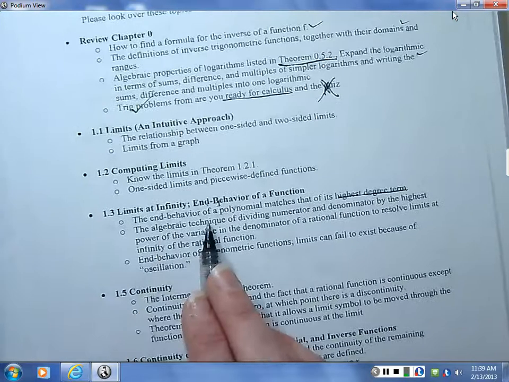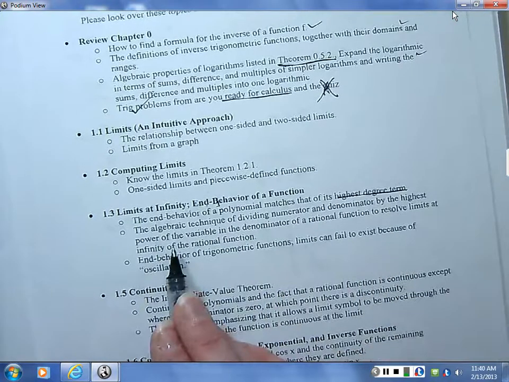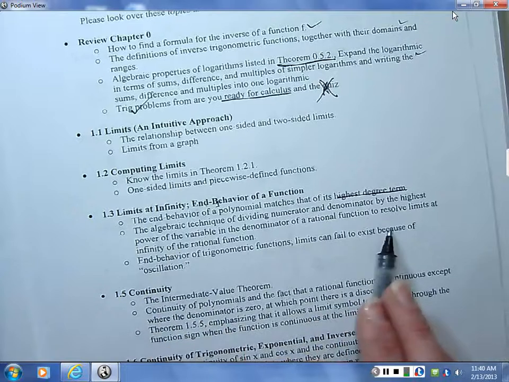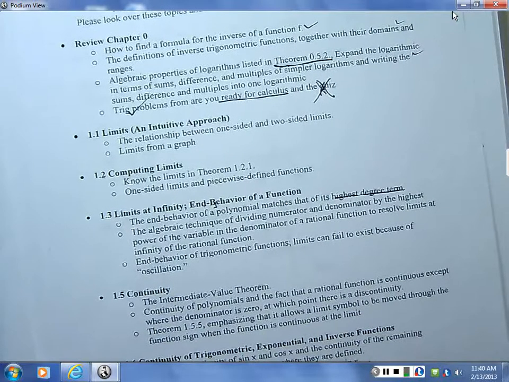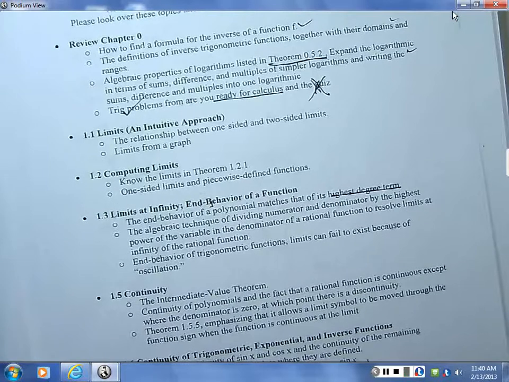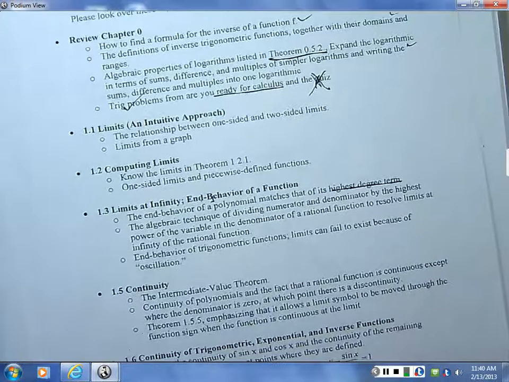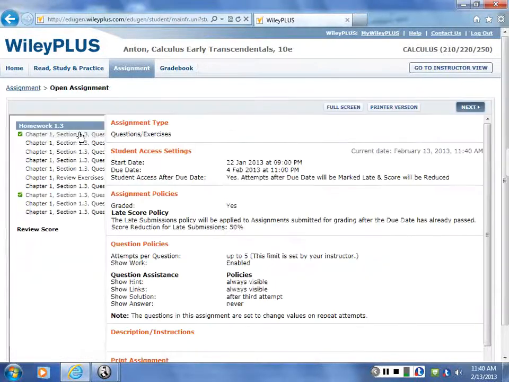So 1.3, algebraic techniques for dividing numerator and denominator by the highest power. So you can always apply that. The end behavior of trig functions, limits can fail to exist because of oscillation. I won't ask you what's the end behavior of sine of x, because it doesn't exist, because there's oscillation there. Right? That's something potentially to know about in the future. I'll only ever ask you the end behavior of... if you look at 1.3 in this section, it's a good representation.